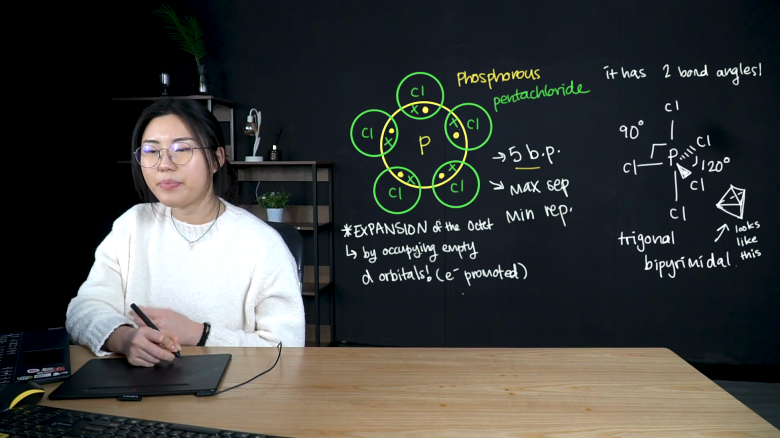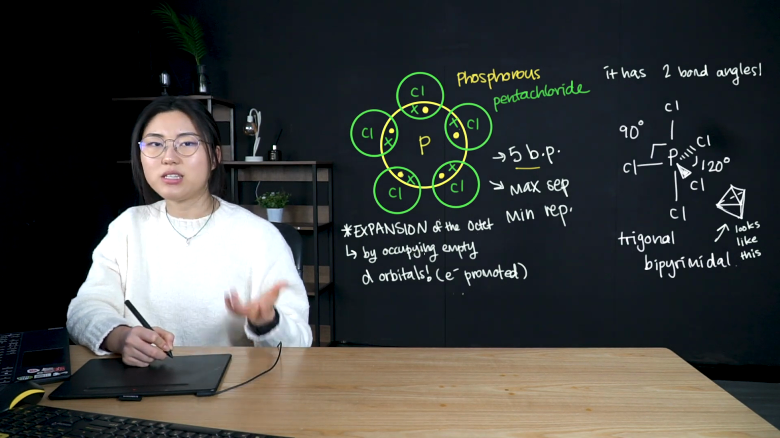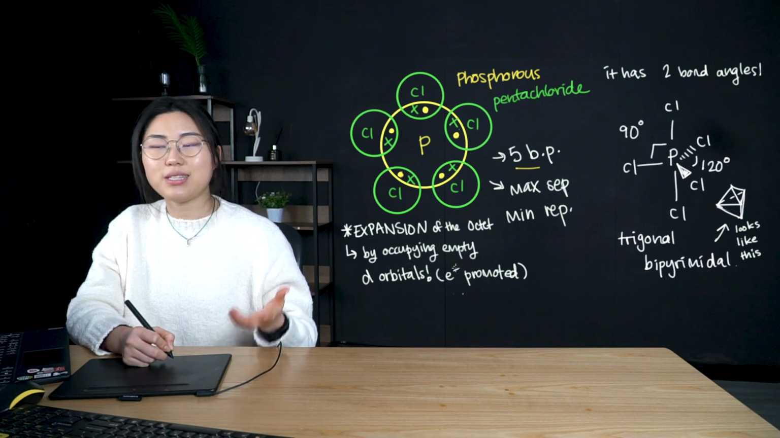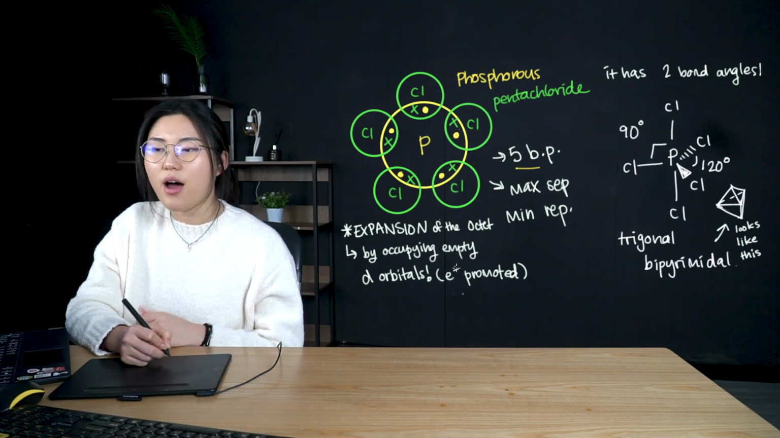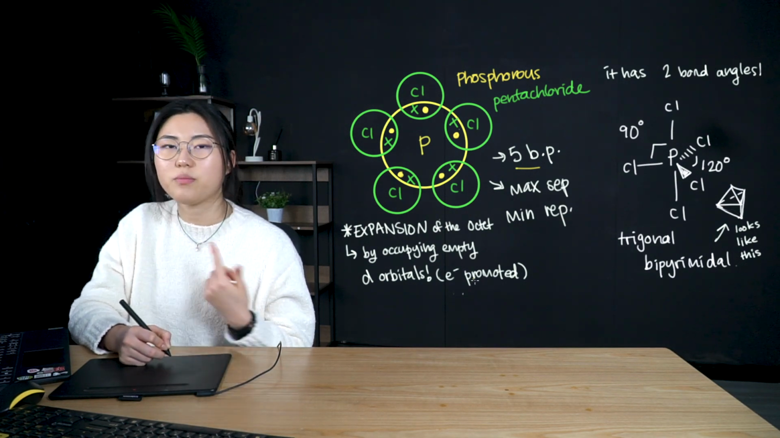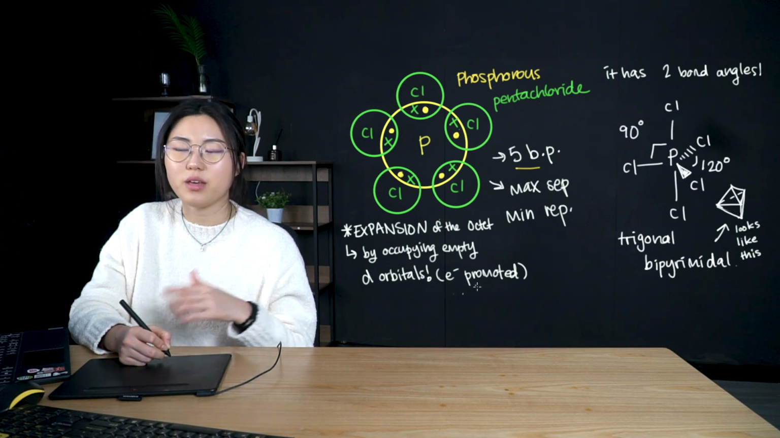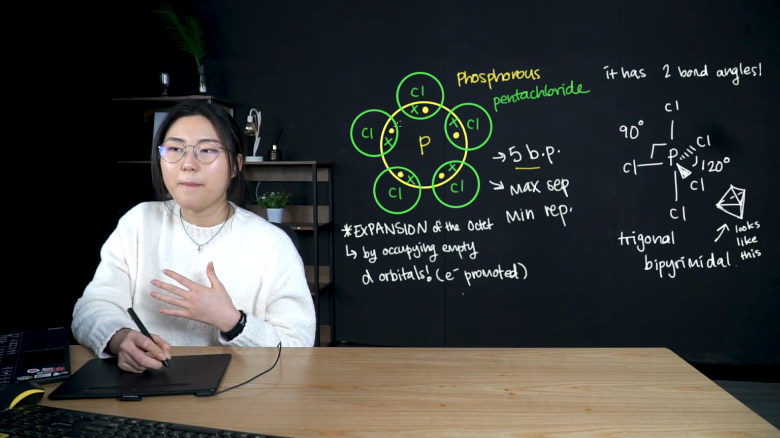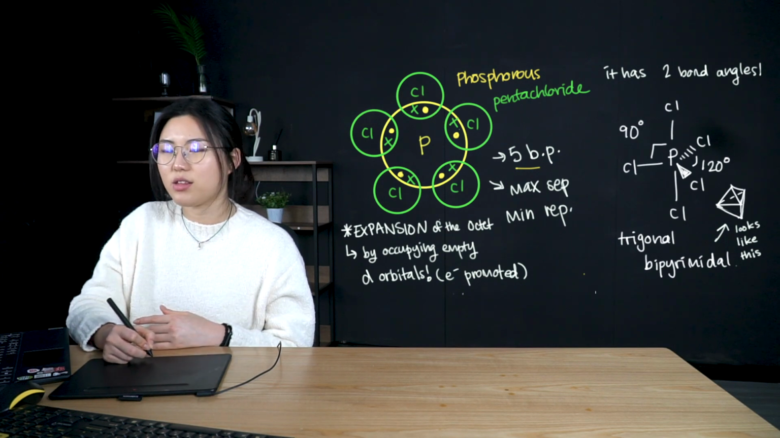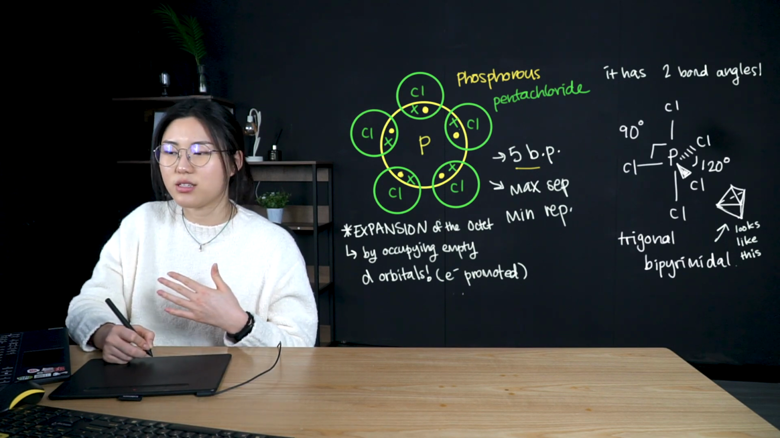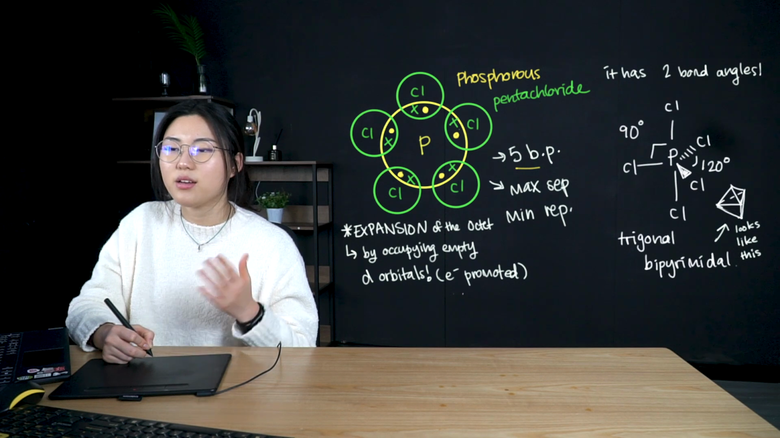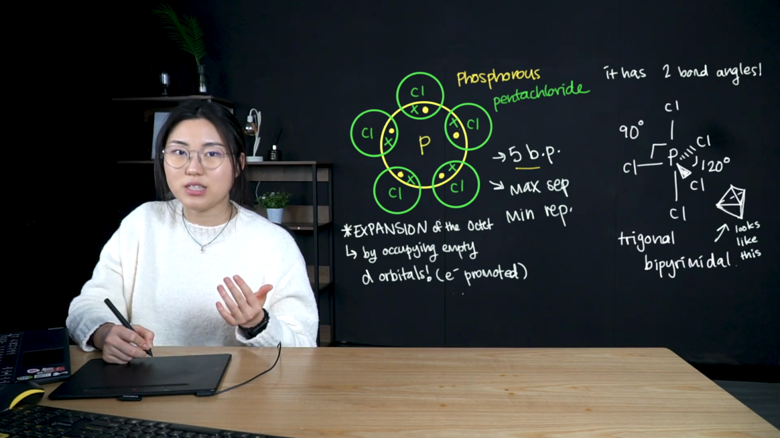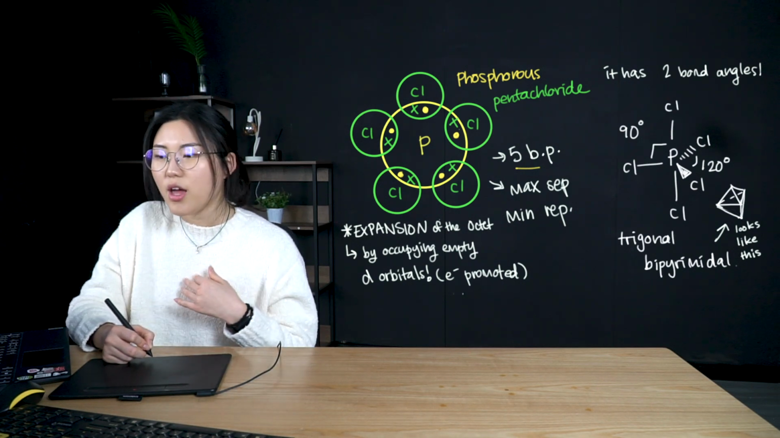So this is by occupying empty d orbitals, so the 3 d orbitals that are empty. So electrons are promoted from the lower energy levels so that it can make more bond pairs. Okay, so that's expansion of the octet, so it can do that by occupying the empty d orbitals, electron promotion.